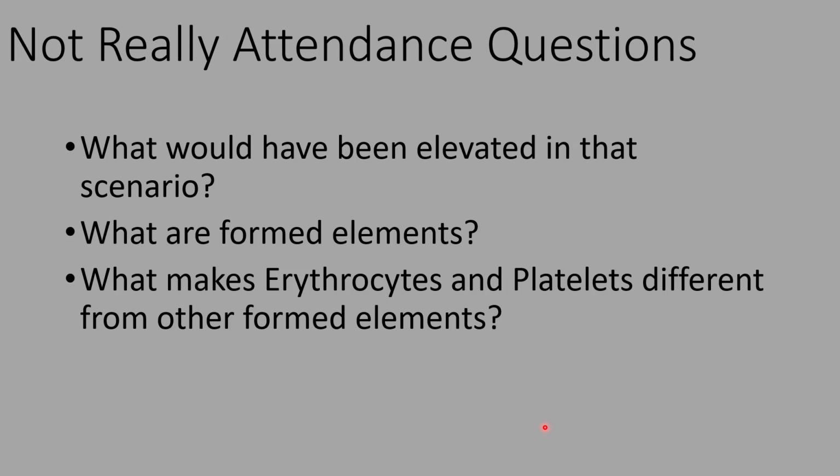Next, what are formed elements? Formed elements are the parts of blood that are cellular in origin, so erythrocytes, platelets, and leukocytes. Red blood cells, white blood cells, platelets. And what makes erythrocytes and platelets different from the other formed elements? Well, erythrocytes and platelets are not true cells. Remember, erythrocytes eject their organelles and their nucleus. Platelets, we said, were just little flecks of cells.